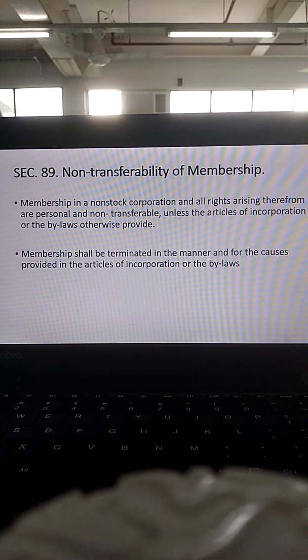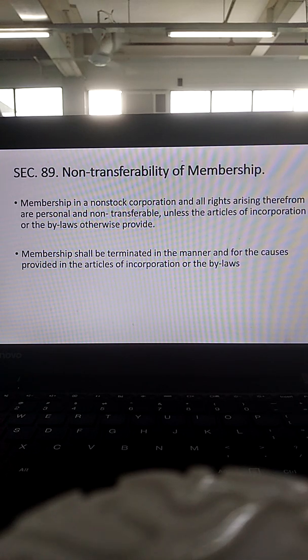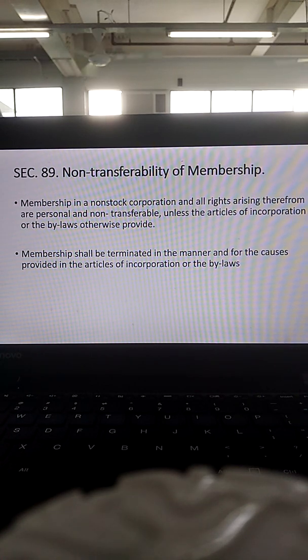Okay? Now, membership shall be terminated in the manner and for the causes provided in the Articles of Incorporation or the bylaws. Okay? Meaning to say that when it comes to the termination of the membership, they need to abide by the manner, meaning the procedure or the process on how to terminate a particular membership. Okay? And they need to follow as well the causes provided or mentioned in the Articles of Incorporation or the bylaws. Okay? So yan po mga kapatid.